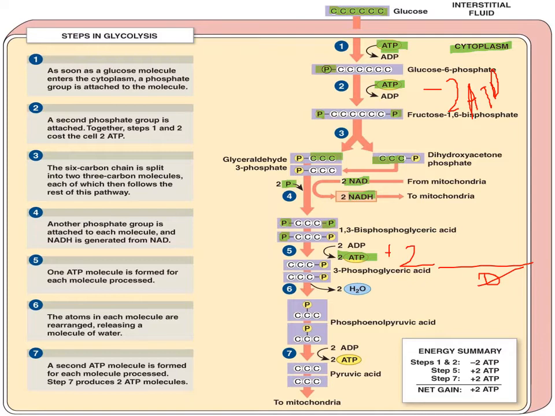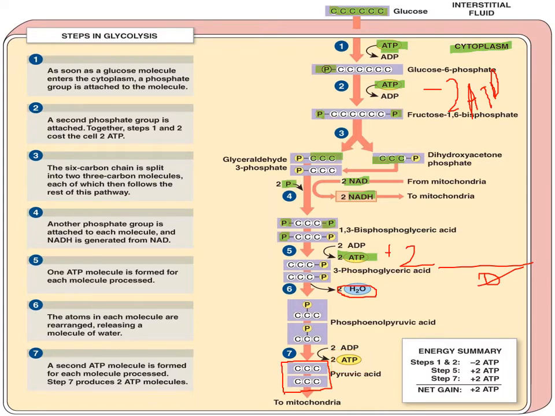So now these 2 molecules in step 6 are going to get rearranged, and so instead of the phosphate being over here, the phosphate's going to be on top, and that rearrangement allows for the release of 2 water molecules. So water is a byproduct of glycolysis. And then the last step is processing of that molecule, releasing those phosphate groups, and in the process we are creating an additional 2 ATP, and our end product here are 2 pyruvic acid.